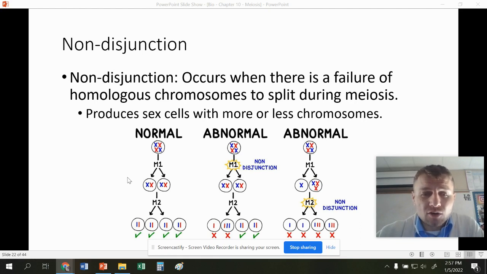So you can see here, normal meiosis, you're going to start out with 4 chromosomes and then with 2 in each cell. Sometimes during meiosis, things just don't go correctly, and you get these cells with either one less or one more chromosome in that sperm or egg cell.